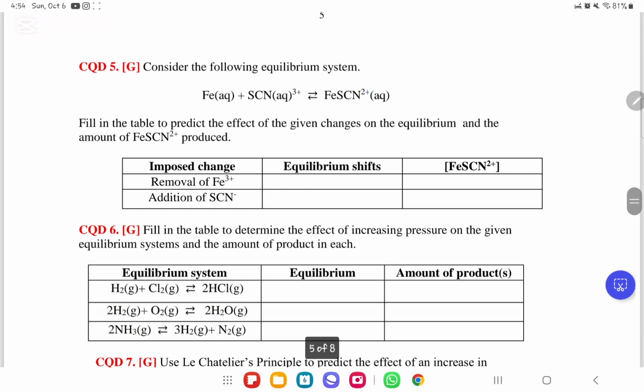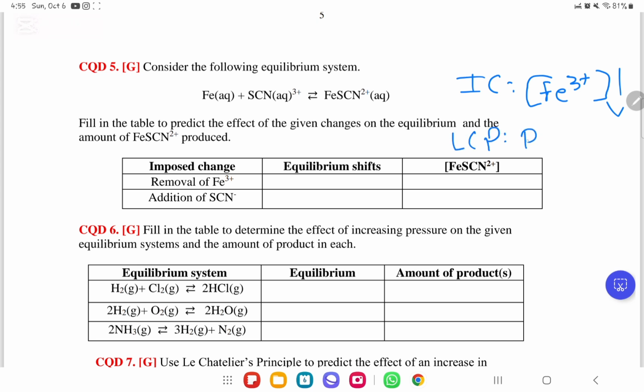That's for part G. CQD number 5. So, consider the following reaction system. Fill in the blanks to predict the effect of the given changes. So here, they told us the imposed change is the removal of Fe3+, so the concentration of Fe3+ decreases. Okay? What happens, according to Le Chatelier's principle, there is a partial counteraction.